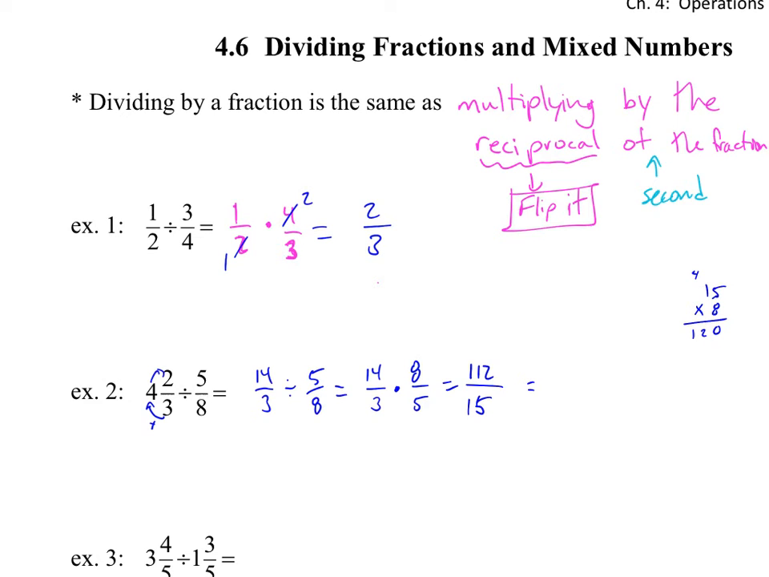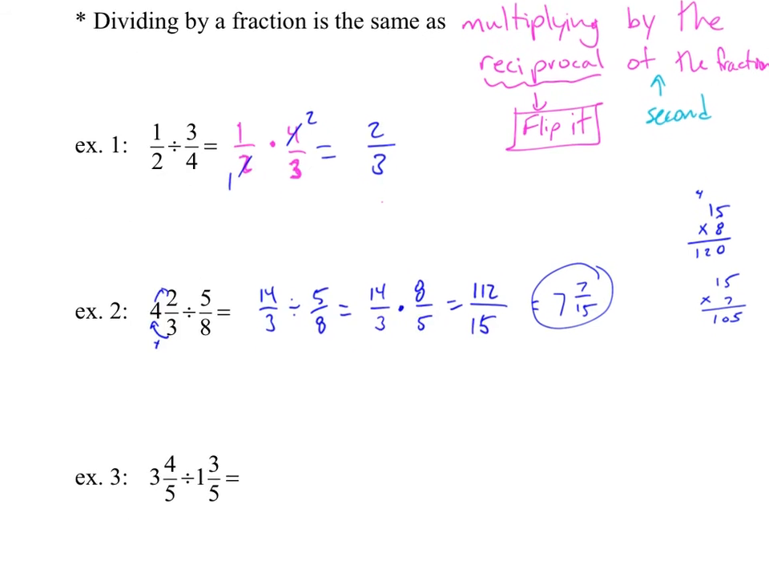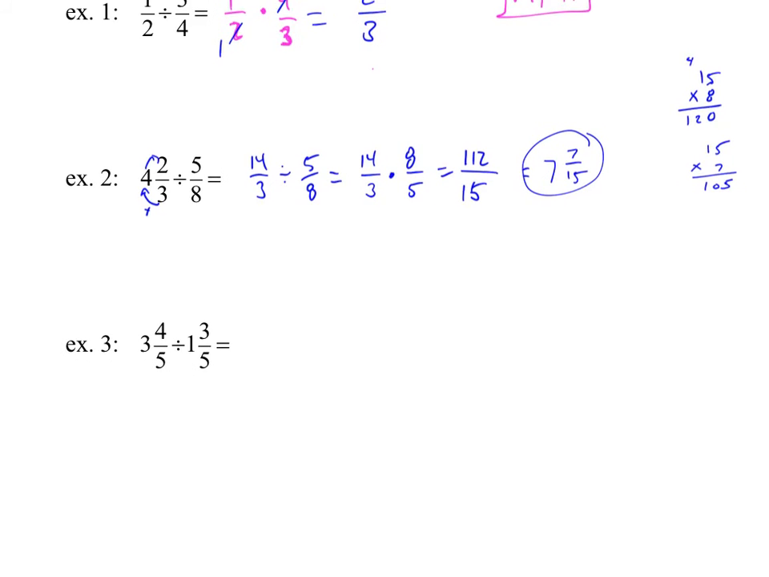So 15 times 7 is 105. So how many are left over if you've used up 105 of the 112? 7. 7 and 7 over 15. So 7 and 7 over 15. That's if you have a mixed number divided by a regular fraction.